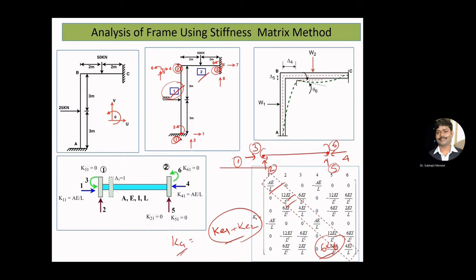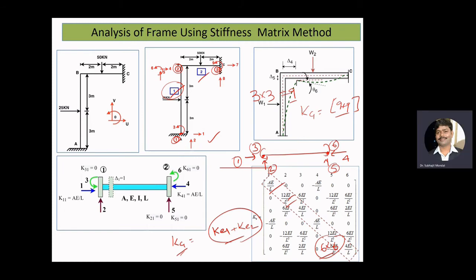Okay. So now we know at each node we have 3 degrees of freedom. So we have a total of 3 nodes. So in total we will have 9 degrees of freedom for a frame element. So the size of our global stiffness matrix will be 9 by 9.